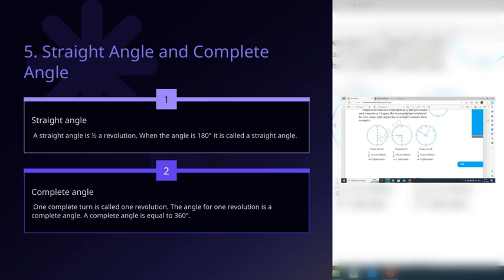Connecting these ideas to the overall theme, understanding straight and complete angles helps us grasp how angles relate to rotations and circles. These concepts are foundational in geometry and are used in many applications, from engineering to design.